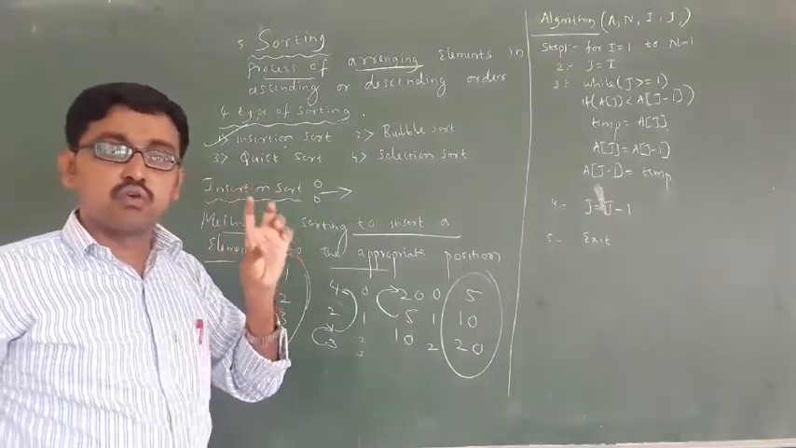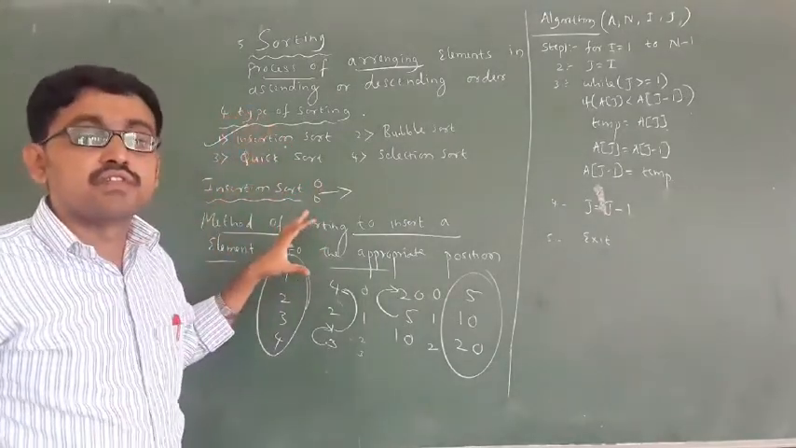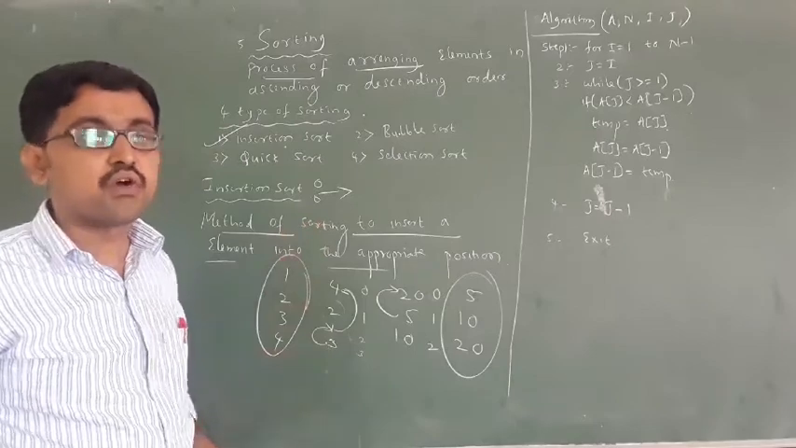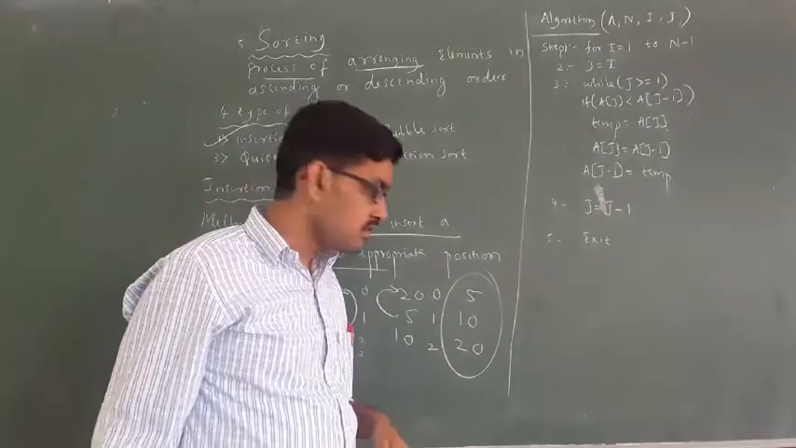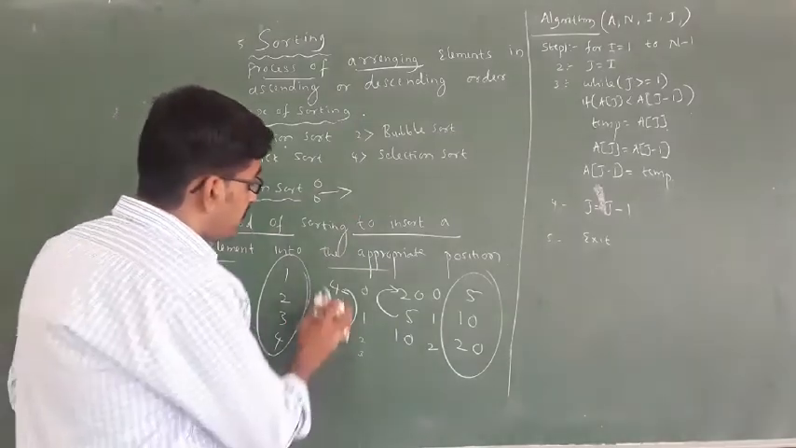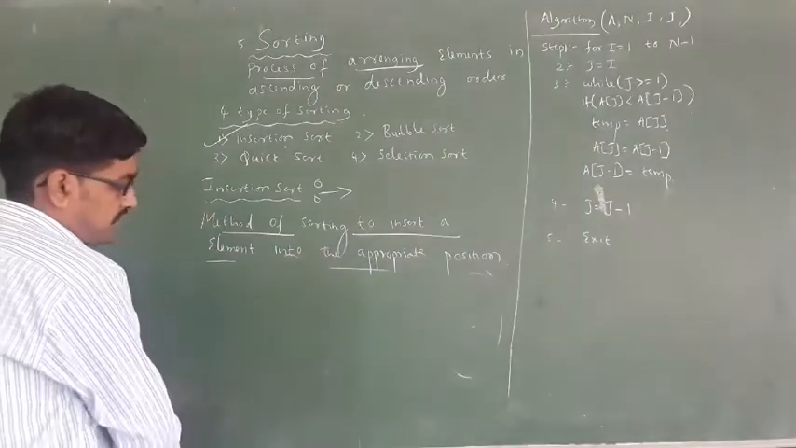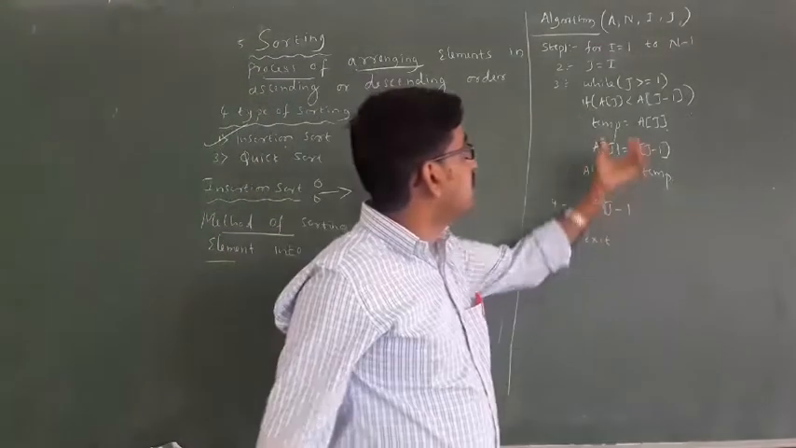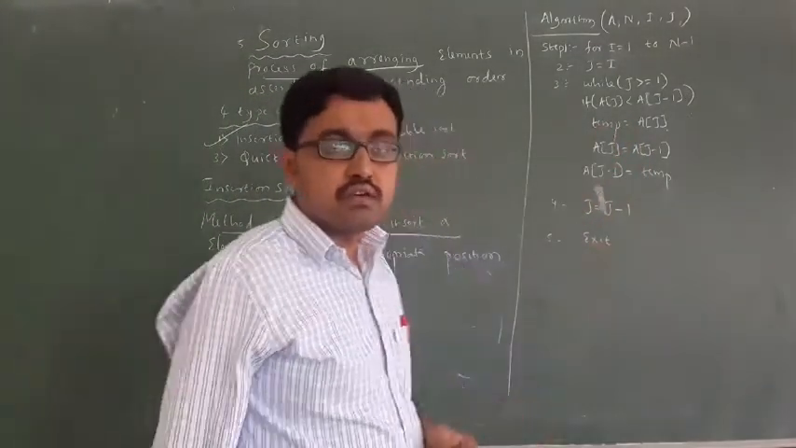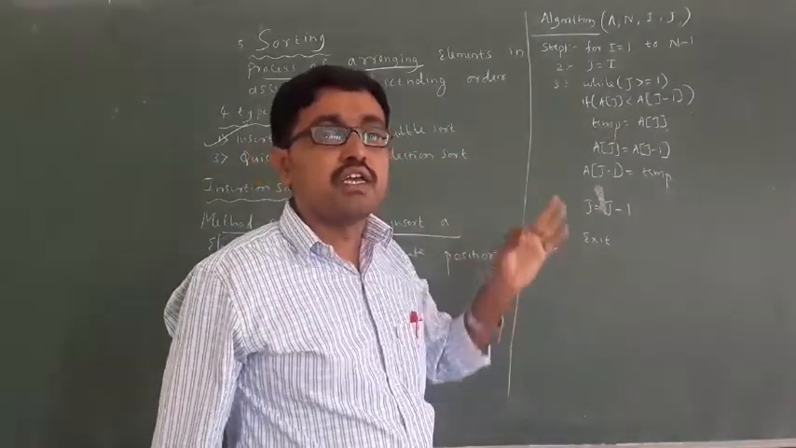Now you have to know what sorting is, the types of sorting, and what insertion sort is. Now go for the algorithm. See how to write the algorithm for sorting. For an algorithm for sorting, we must have one array of n elements.